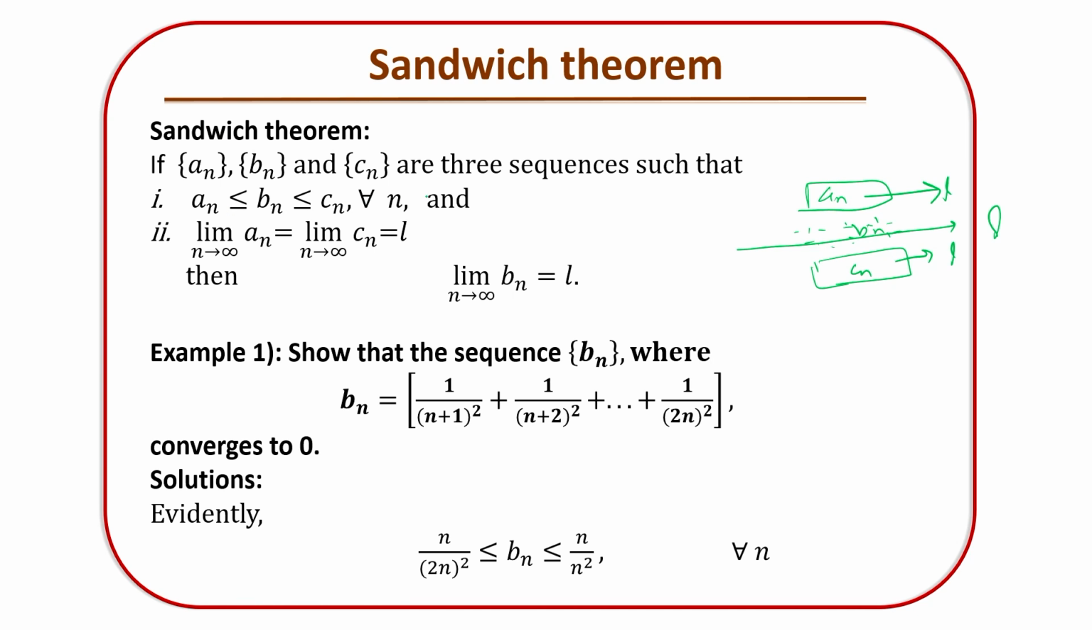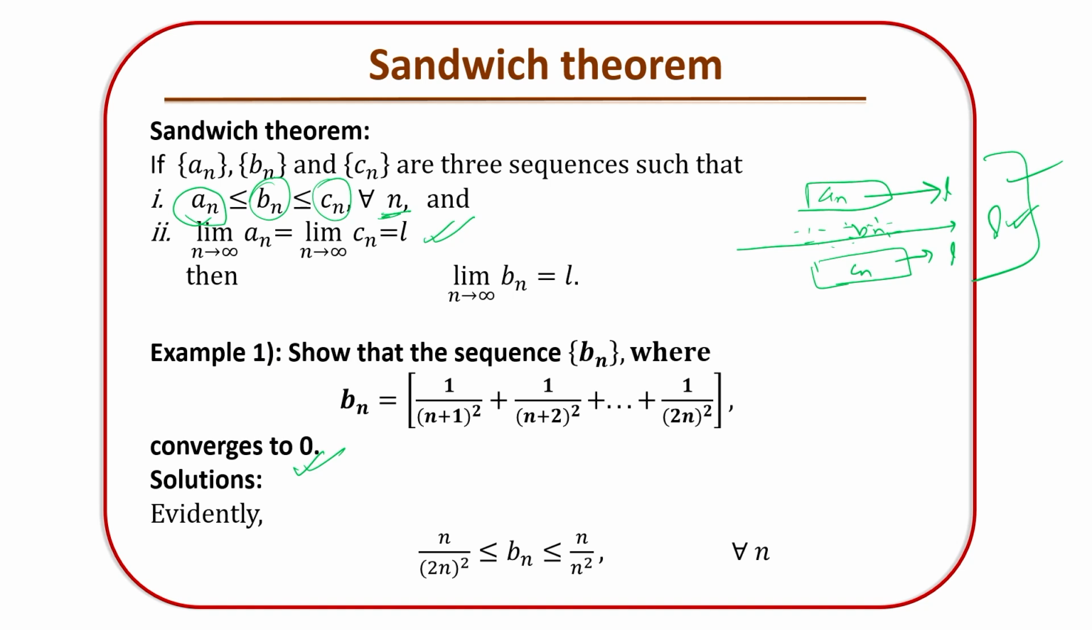So an, bn, and cn are three sequences such that each term of an is less than bn, which is less than cn, for every natural number n, right? And if limit an and limit cn have the same limit L, then this forces bn to have the limit point L. So the sequence bn, where bn equals 1 by (n plus 1) whole square plus 1 by (n plus 2) whole square plus and so on up to 1 by (2n) whole square, converges to 0. That is what we are going to show.